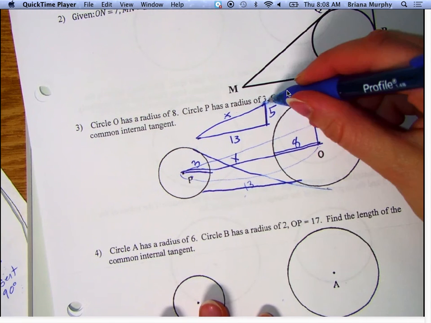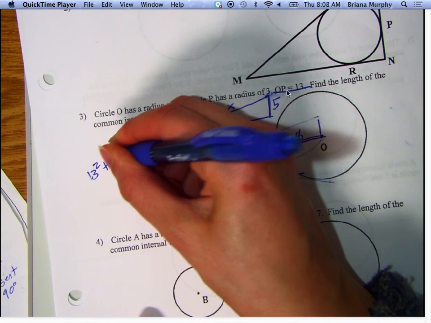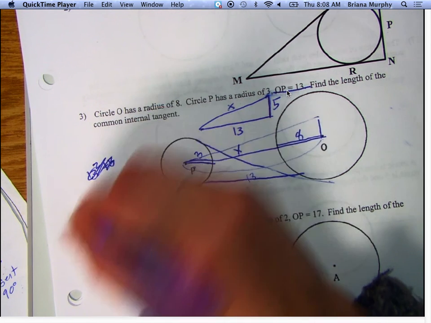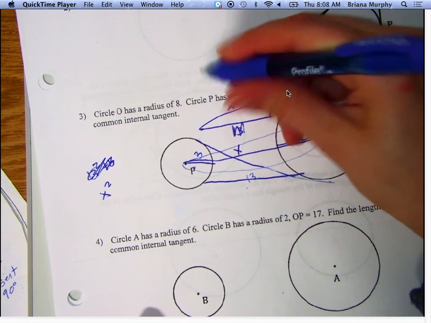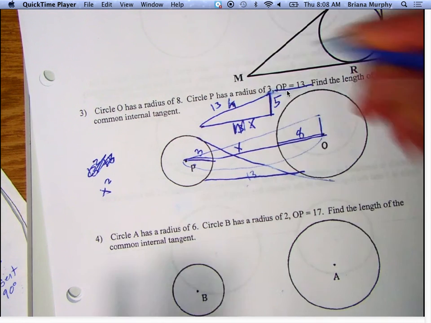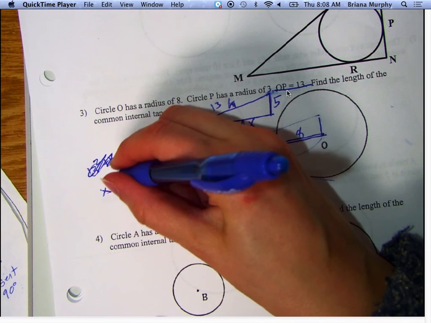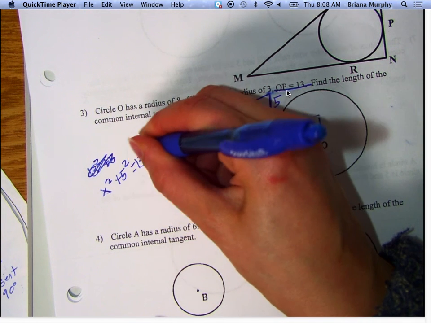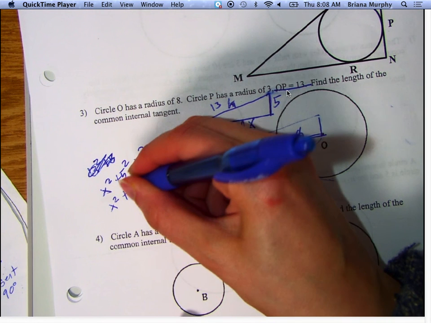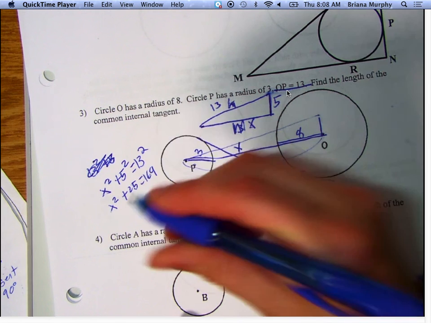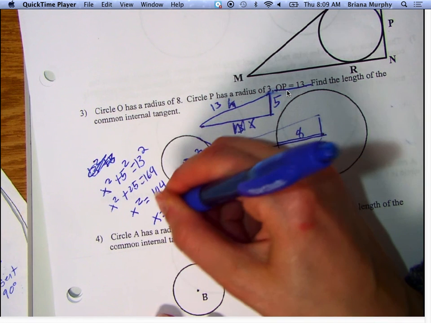Because it says right here, O to P is 13. Okay. So now I'm going to go 13 squared plus 5. Oh, excuse me. X squared. 13 is the slant. I'm sorry. I drew it wrong. I'm looking for x. Because x would be the shortest distance. So x squared plus 5 squared equals 13 squared. Therefore, x squared plus 25 equals 169. X squared equals 144. So x equals 12.